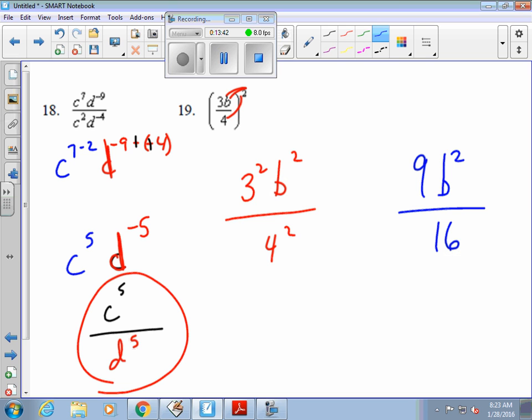The only thing you would have to do at this point, if you can reduce 9 over 16, if there were a number that you can divide both of them by, you would do so. But you can't in this case. So that's simplified.